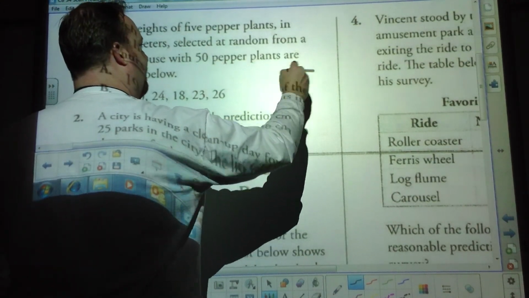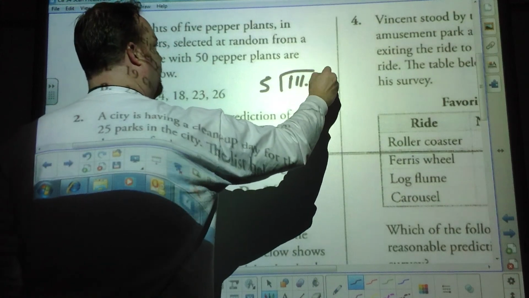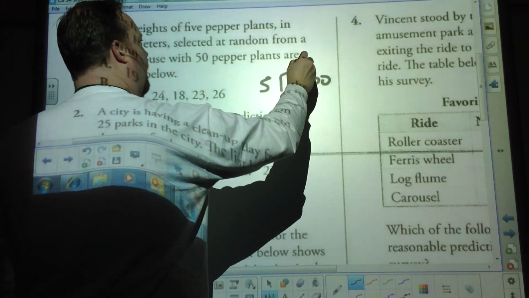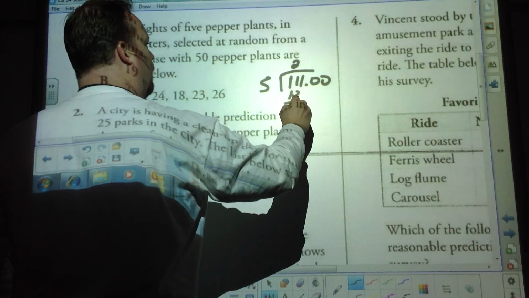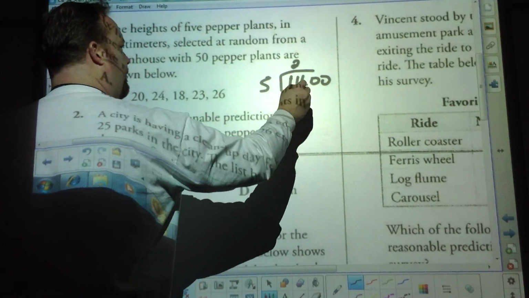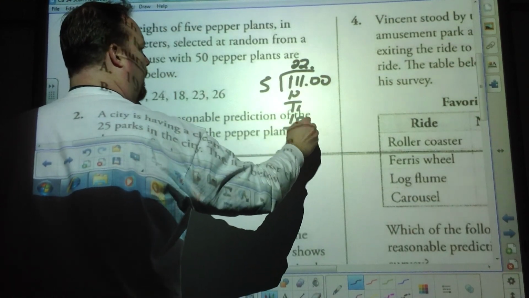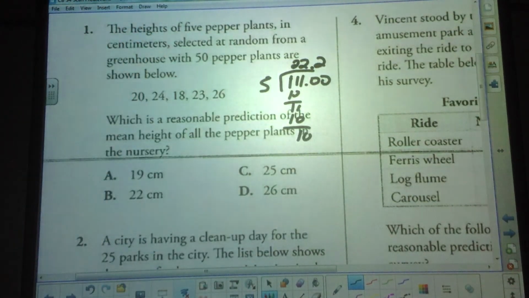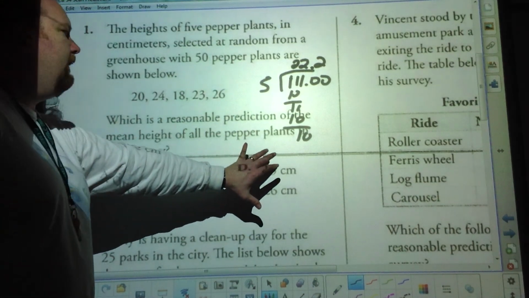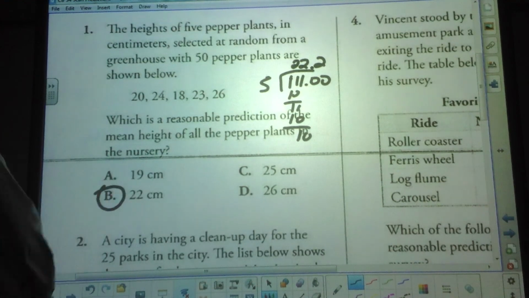111 divided by 5. I'm going to go ahead and put a decimal out here. It's going to go in there twice. That's a 10, 1. That's 2. That's 10 again with a 1. Bring down my 0. 22.2. Well, Mr. Camp, there's not a 22.2 down there. Well, why don't you just go with the closest number, because it's not going to be exact. So it's giving you 4 choices here. Which one of these is closest to that? Of course, it's going to be B. Okay? They're not going to be exact all the time when we're trying to make predictions.